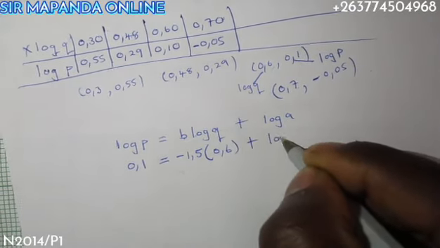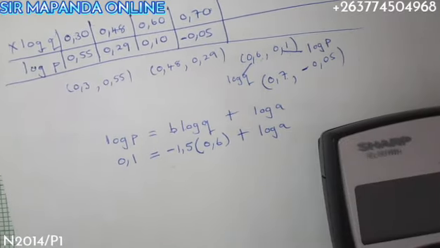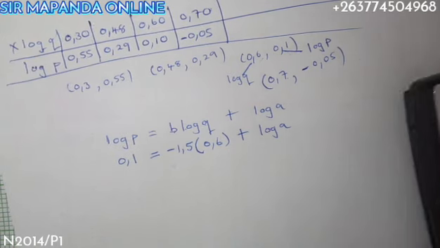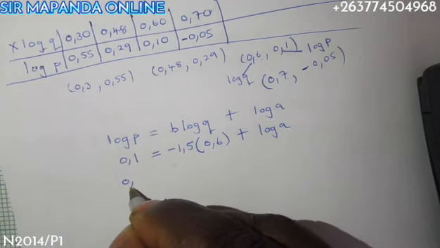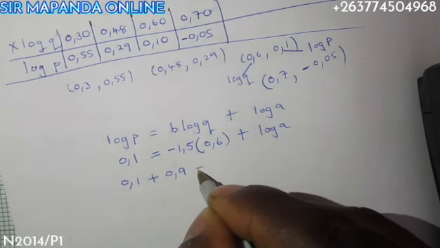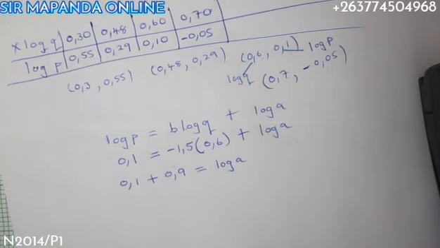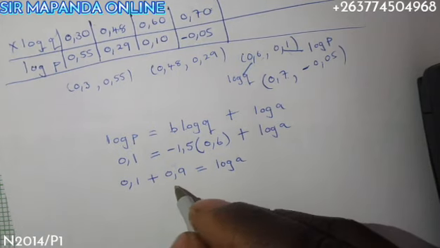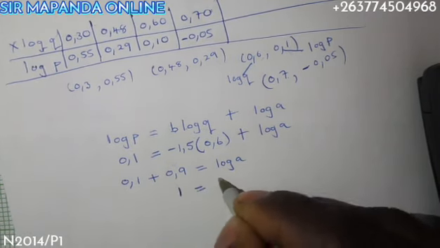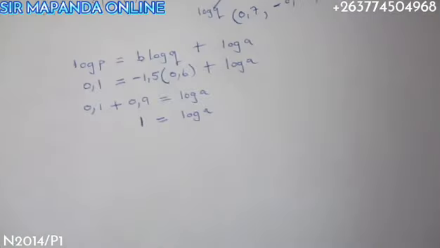Right, we want to make log A the subject of the formula. So negative 1.5 times 0.6, you get negative 0.9. So it's now 0.1 plus 0.9 is equal to log A. After moving negative 0.9 to the left, you get plus 0.9. So if you add it to the 0.1, you get 1 is equal to log A. I hope you are following, class.